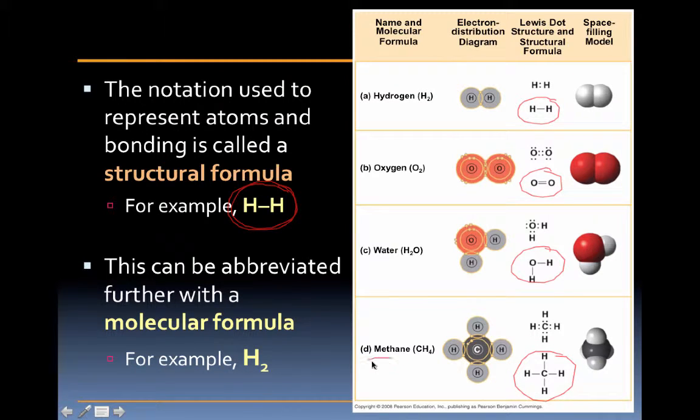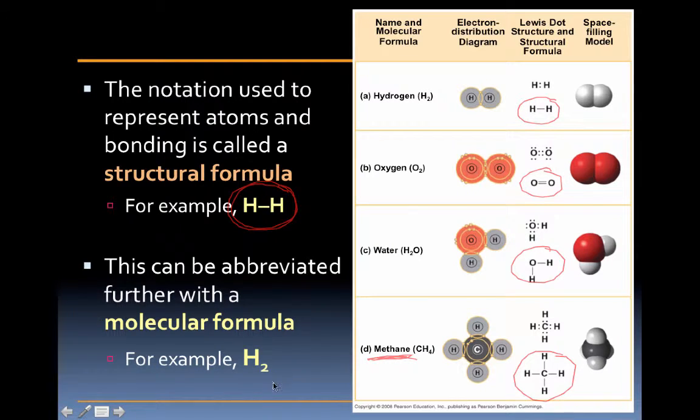If you look at methane, answer this question. How many covalent bonds are found in one molecule of methane? Simply look at the structural formula and count the solid lines. You will see 4 lines and therefore 4 covalent bonds.